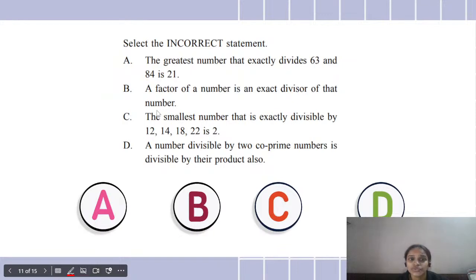All right, now coming to the next one. You have to select the incorrect statement from these four statements that are given here, which is not correct. The greatest number that exactly divides 63 and 84 is 21. A factor of a number is an exact divisor of that number. The smallest number that is exactly divisible by 12, 14, 18, 22 is 2. And a number divisible by two co-prime numbers is divisible by their product also. So which statement out of these is incorrect? Read them carefully and tell me the answer quickly in the chat.